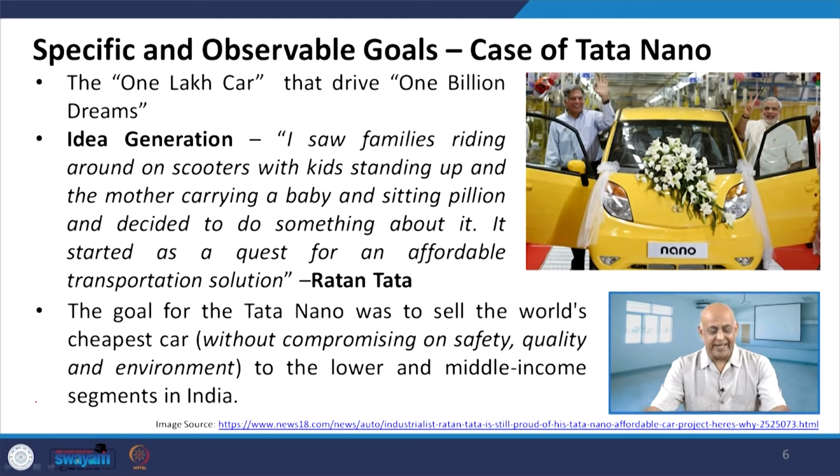So, it began with riding around on scooters with kids standing up and the mother carrying a baby and sitting pillion, and deciding to do something about it. It started as a quest for an affordable transportation solution. The goal for the Tata Nano was to sell the world's cheapest car without compromising on safety, quality and environment. So, these were the parameters, these were the dimensions.